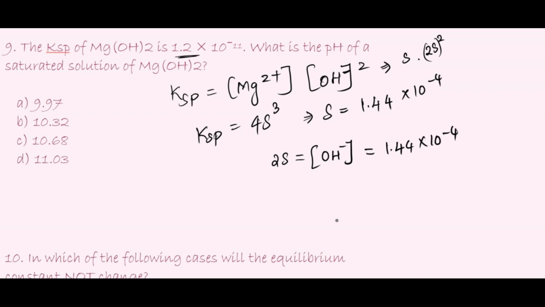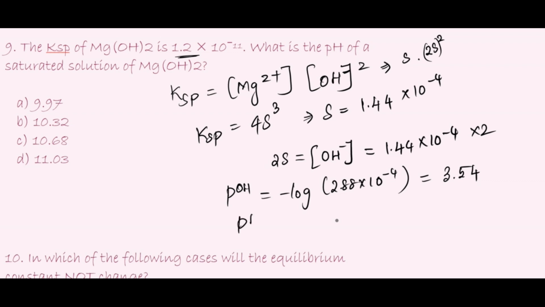If I know the OH minus concentration, then pOH will be minus log of 2.88 into 10 to the power minus 4. Sorry, so it will be 3.54. So pOH is 3.54, which means pH is just that subtracted from 14. You will get 10.32. Options will not be this close, so don't worry about that.